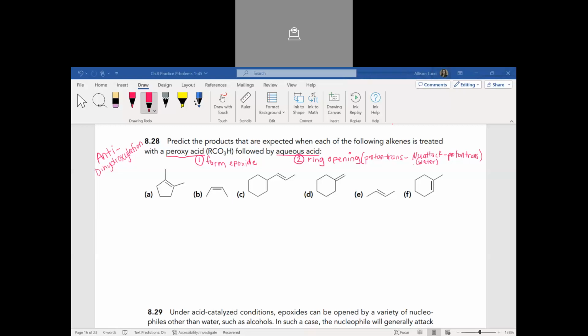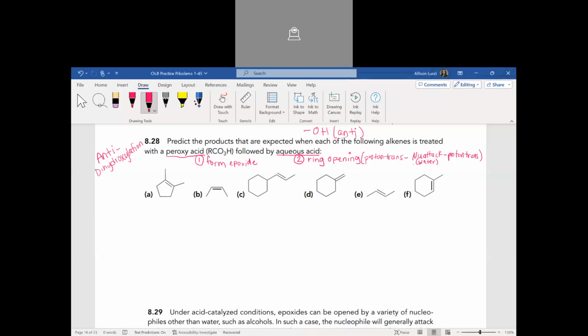And then we would follow that with step 2 here with treatment with aqueous acid. So in that step, we'll have ring opening, and we would add these OH groups. So the dihydroxylation means that we're going to add 2 of these OH groups in an anti fashion. So one in the front of the plane, one in the front of the double bond, one from the back. And the ring opening step follows proton transfer, followed by nucleophilic attack by water, and then one additional proton transfer to give our final product.